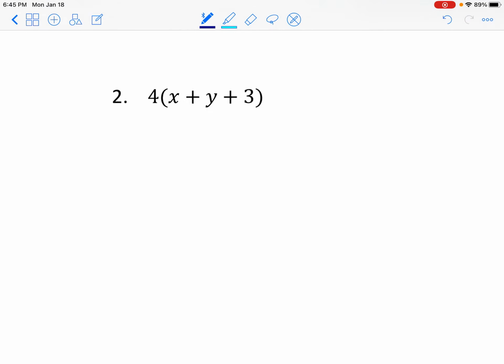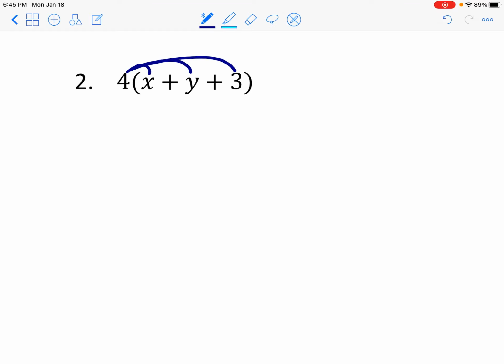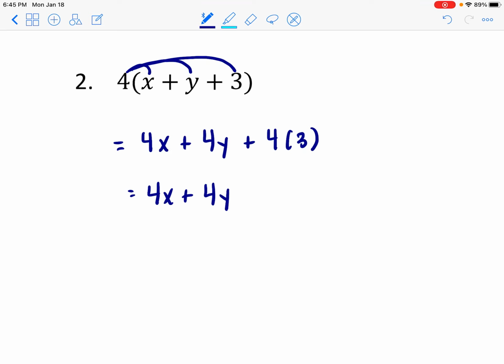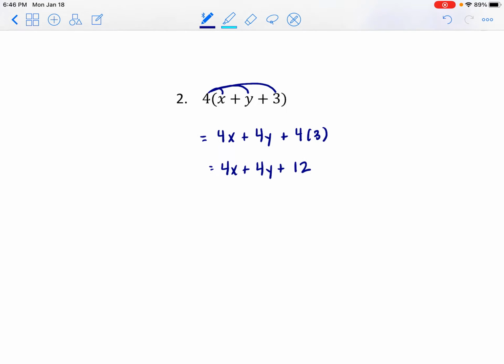Same thing here. Okay, we don't have the option to add inside of the parentheses. None of those are like terms. I can't actually put those together. So I'm going to distribute. Multiply the 4 to the x, and to the y, and to the 3. So 4 times x added to 4 times y added to 4 times 3. And we could go one more step because we know 4 times 3. So we're going to say this is 4x plus 4y plus 12. Oops, I said plus, I wrote equals. Plus 12, okay? So those are technically 3 equivalent forms, okay?